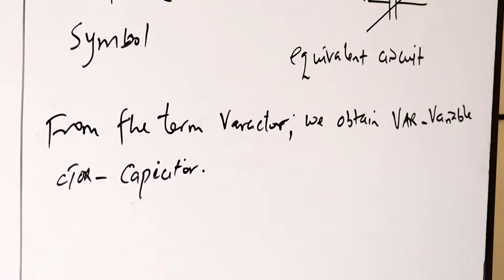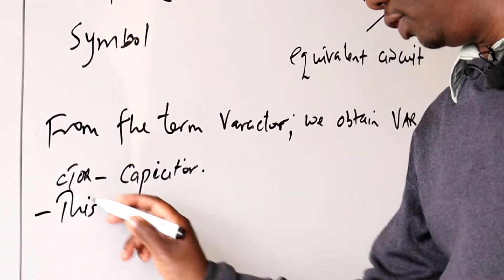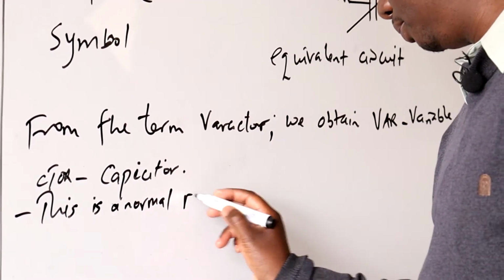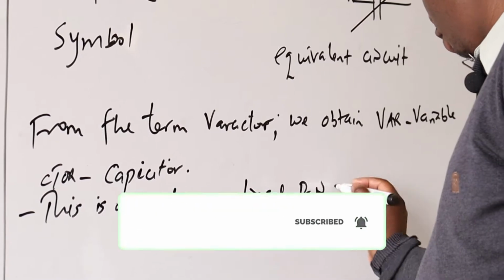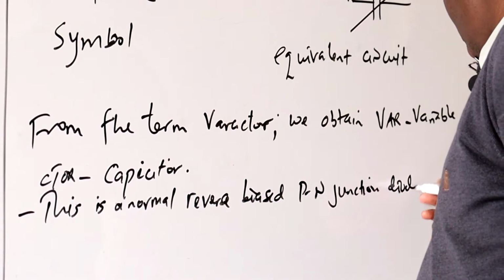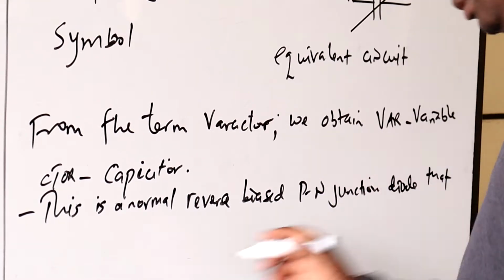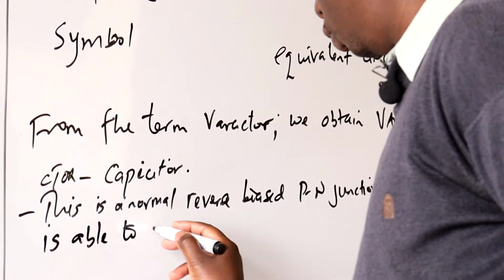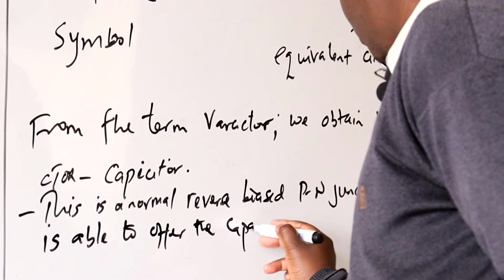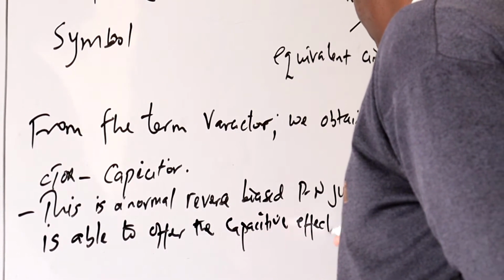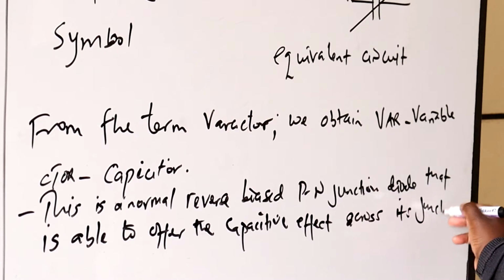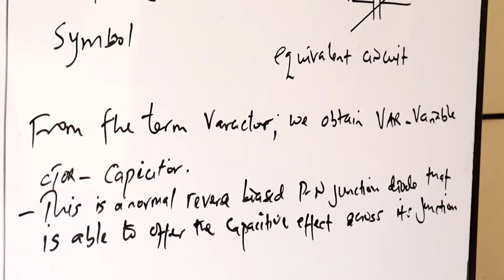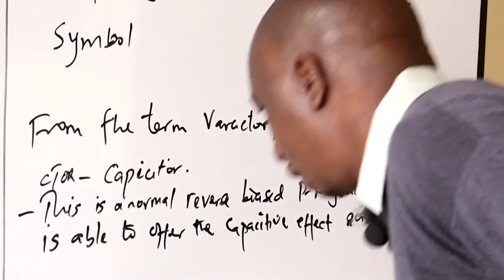So generally, the diode is reverse biased. This is a normally reverse biased PN junction diode that is able to offer capacitive effects across its junction. So we're going to have a sketch of the diode so that we see how it's reverse biased and also the characteristics. So let us have a sketch of the diode first.